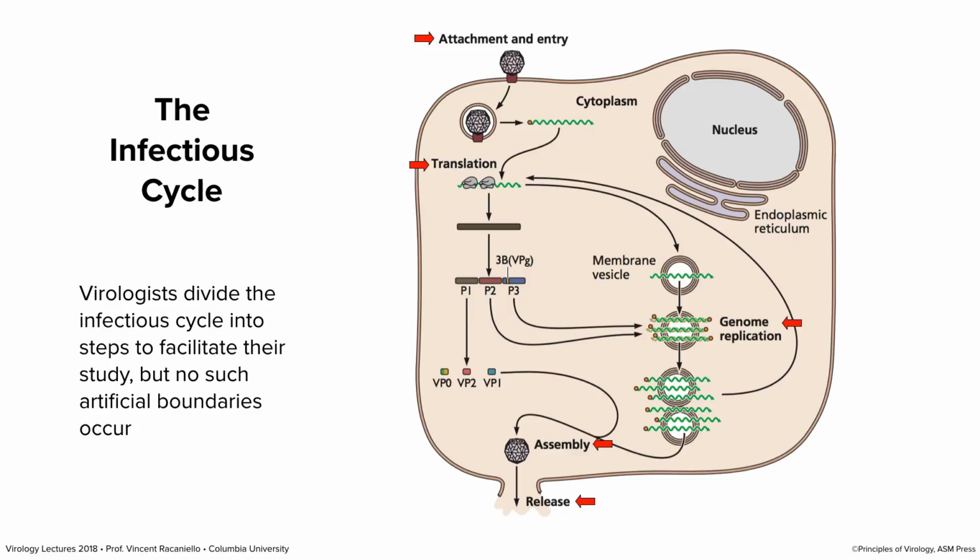I divide it into attachment and entry, translation, genome replication, assembly, release. Of course, in an infected cell, everything happens in a continuum. There are no labeled segments of the infectious cycle. We just do that to make it easier for us to study. Just like we have nomenclature for viruses to make it easier to understand them, we divide the infectious cycle into stages. And through the first 12 or so lectures, we're going to look at each of these steps in the infectious cycle and understand how they work in different virus-infected cells.